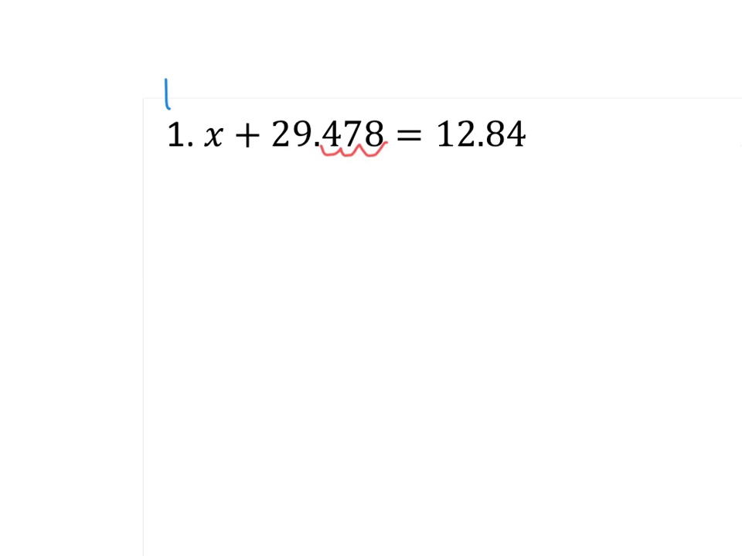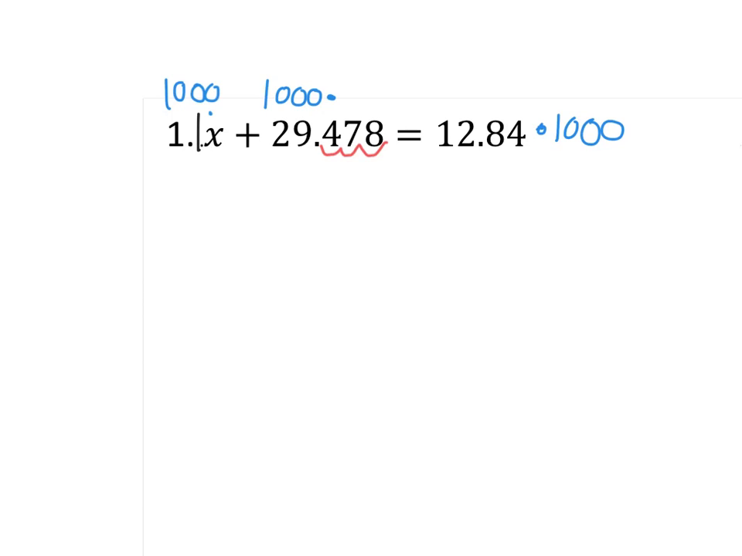And since I'll move it 3 times, I need 3 zeros, okay? So I'll take 1,000 times x. And you can see I have 1,000 times 29.478 and 12.84 times 1,000, all right? So that's going to move each decimal. By the way, we have a coefficient of x of 1 with a decimal right behind it, okay? And I would move that 3 times.